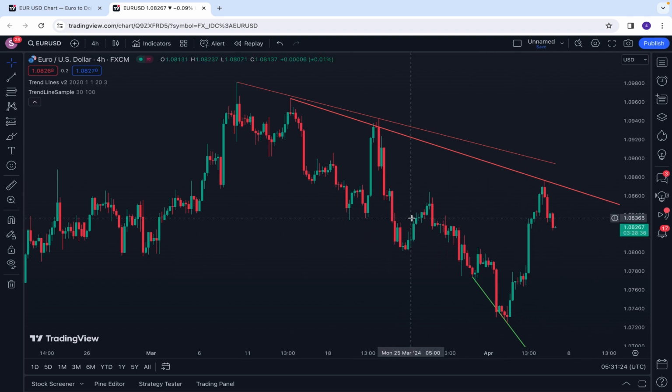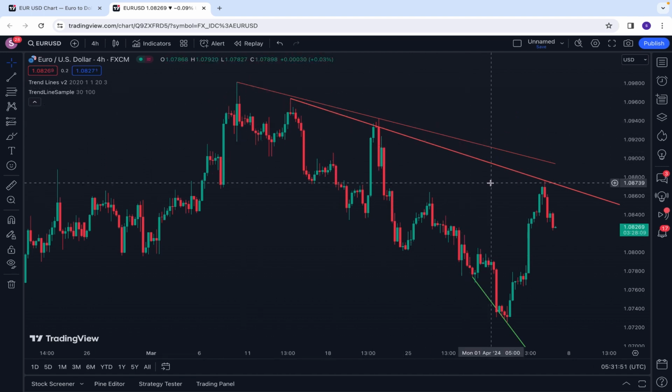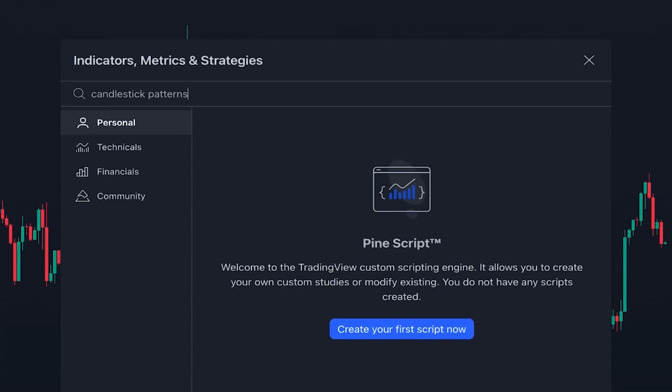These indicators are very useful when you want to identify the current trend of the market, because identifying higher lows or lower highs, which is the case here, effectively helps you with identifying trends and drawing trend lines. The next indicators are related to candlestick patterns.